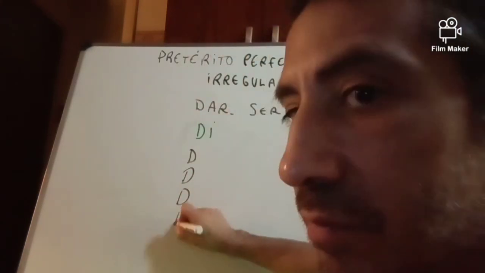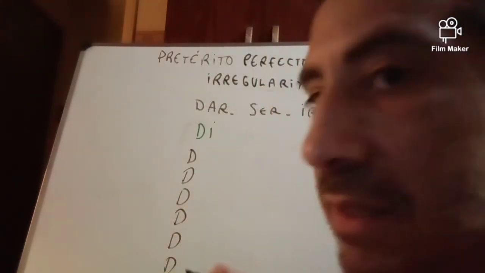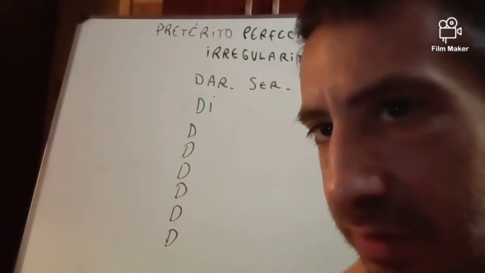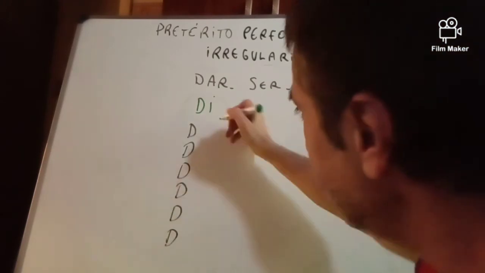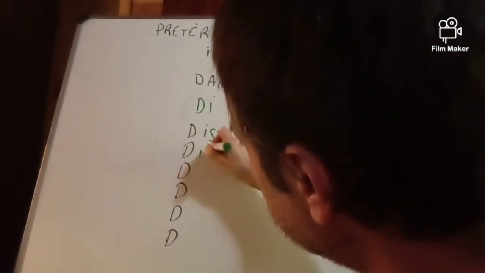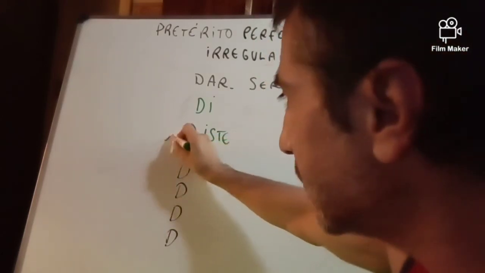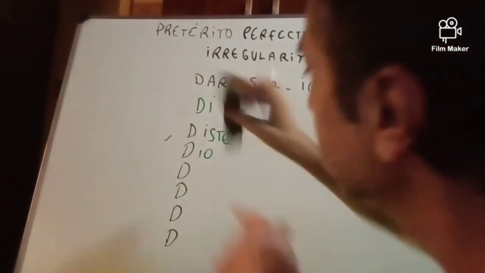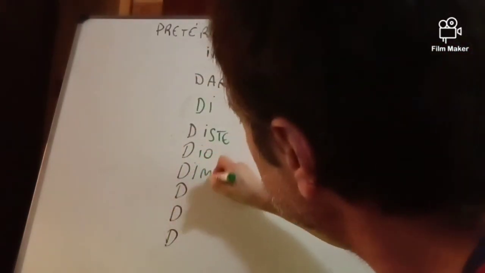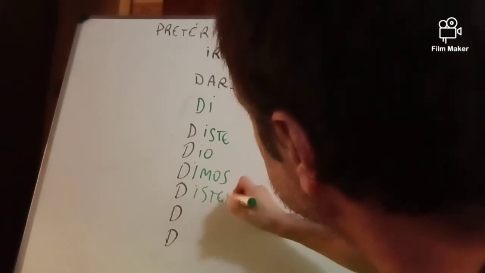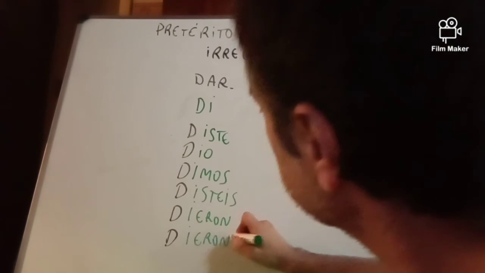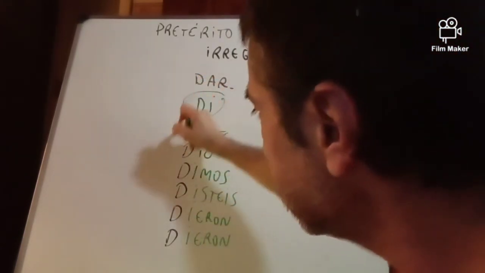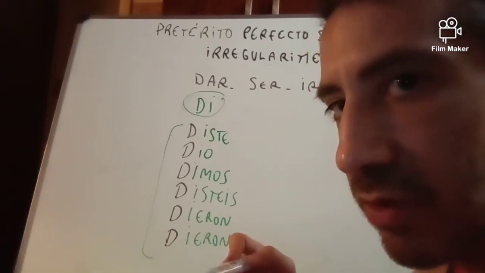In this case, we are going to write only the letter D as a root, because the rest will coincide with the ending for each pronoun. Yo di, I gave, tú diste, él, ella dio. The stress falls here, but without this mark. We gave, nosotros, nosotras dimos, vosotros, vosotras disteis, ustedes dieron, ellos, ellas dieron. So, this is an exception, and this is the same as in the other cases that we've already seen.